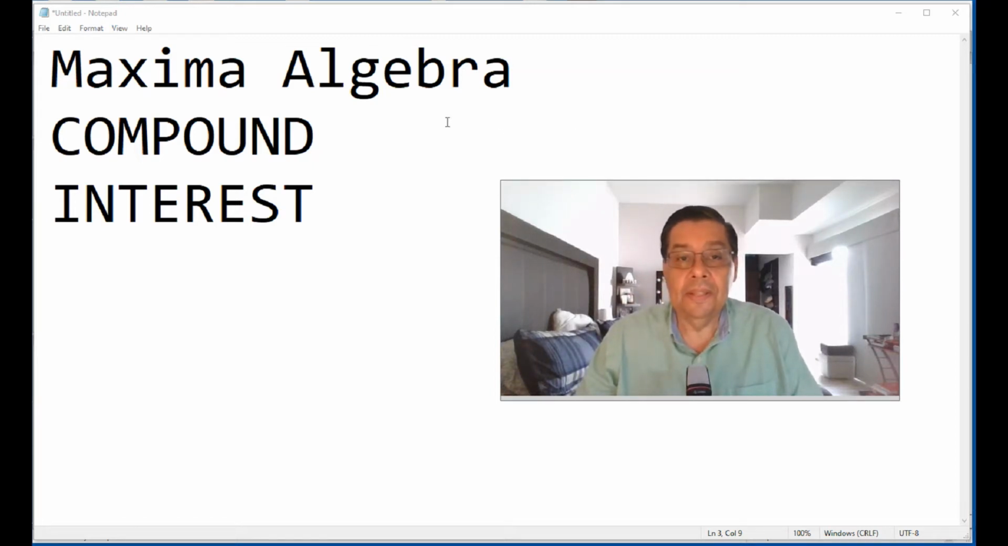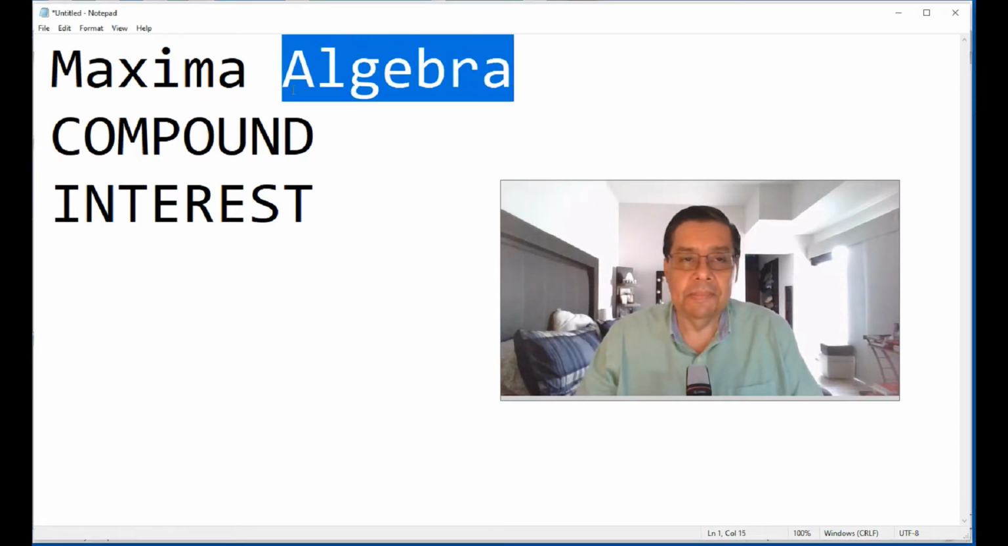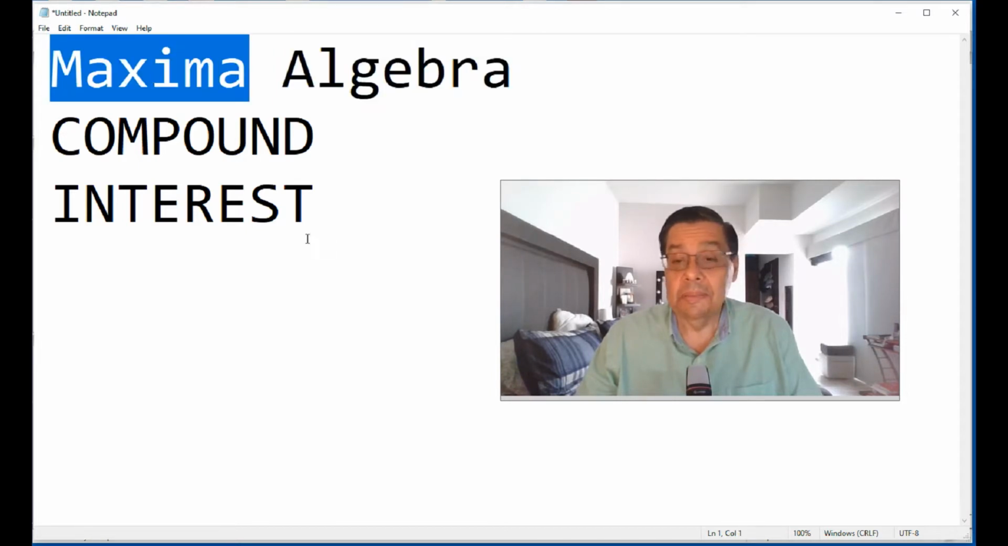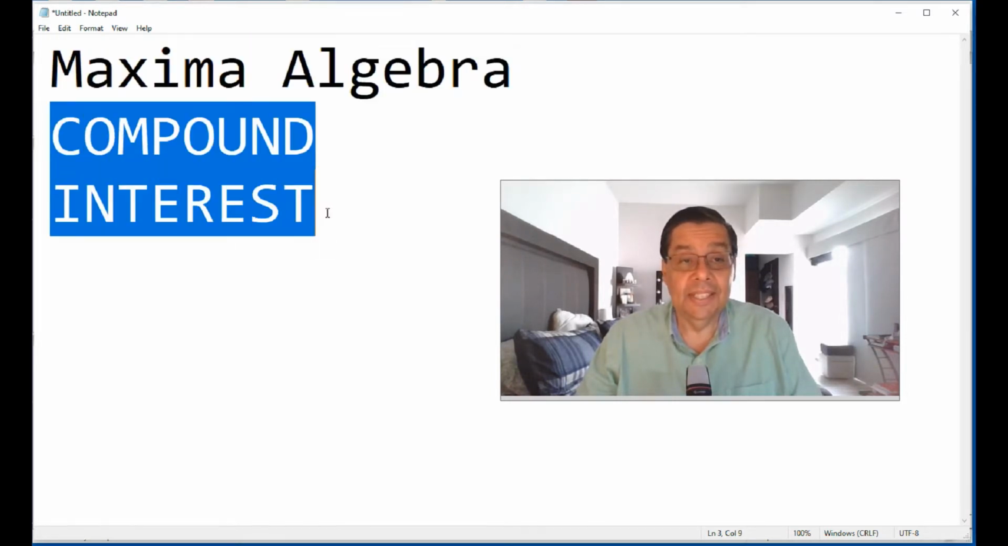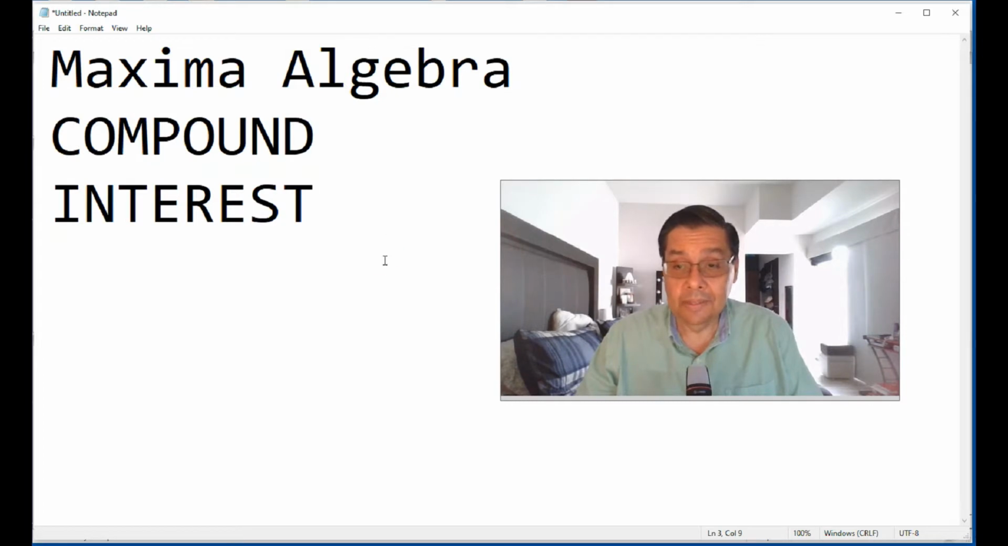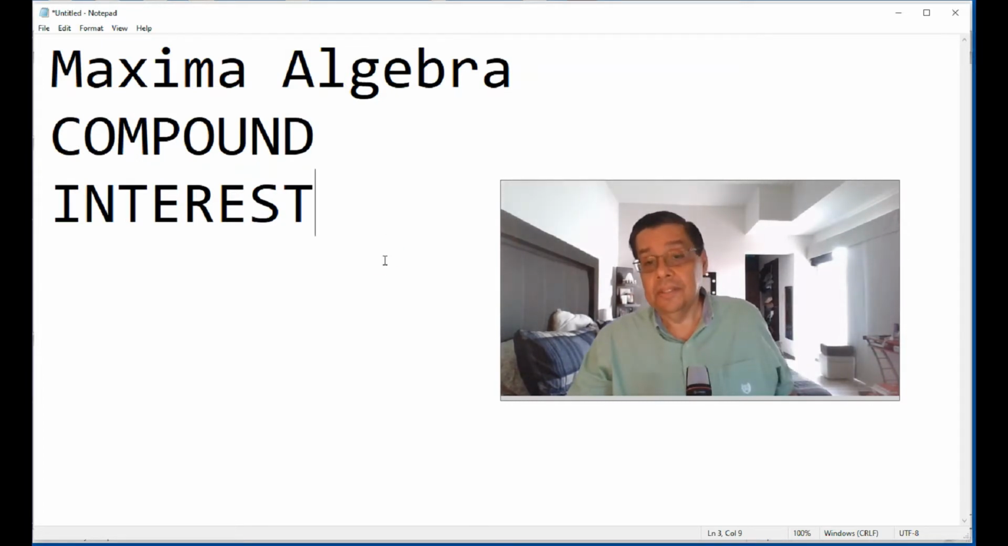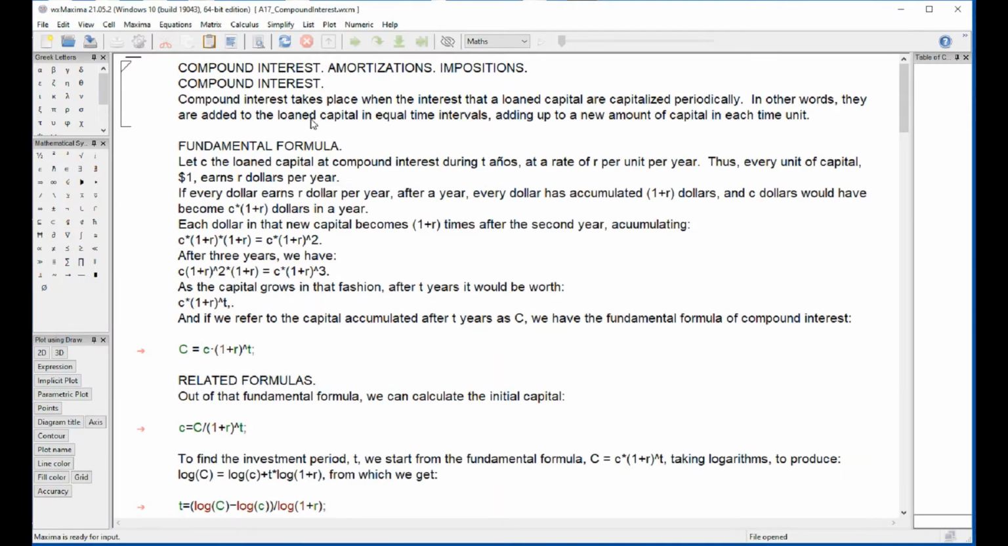This is the last video of my algebra presentations using Maxima, and it turns out to be about compound interest. This is something that applies to economics, finance, engineering economics, and so on, but it was included in this textbook for algebra, and so we're going to discuss it right here. And we start by giving you the fundamental formula.